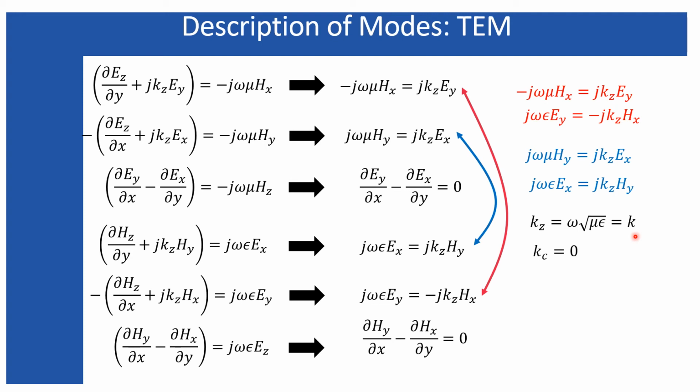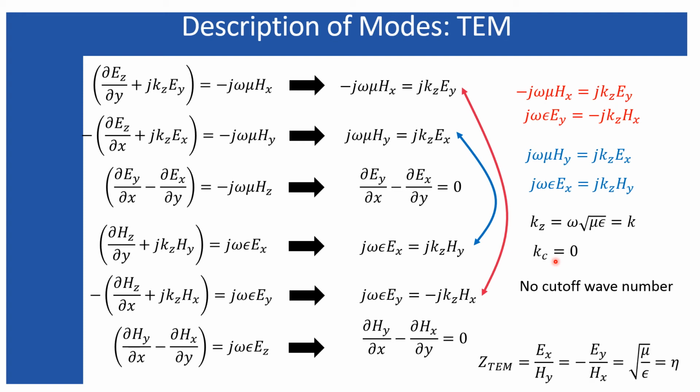That means the incident wave number will always equal the maximum supported wave number of the medium, and that results in the cutoff wave number being equal to 0, which means that for the TEM mode there is no low frequency cutoff. All electromagnetic waves with all frequencies can propagate through the TEM modes.